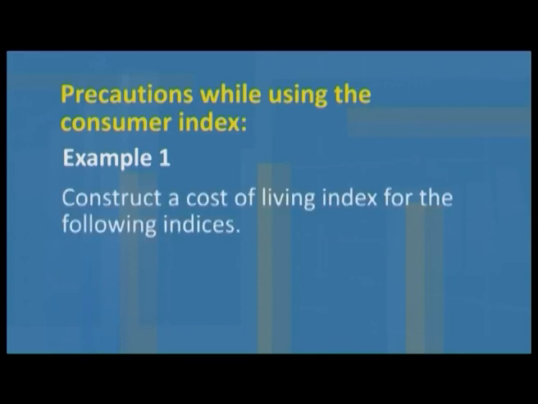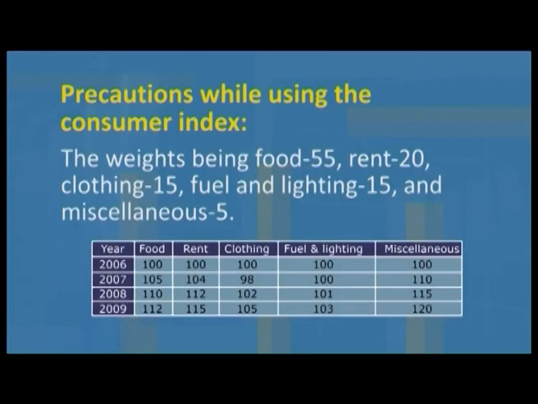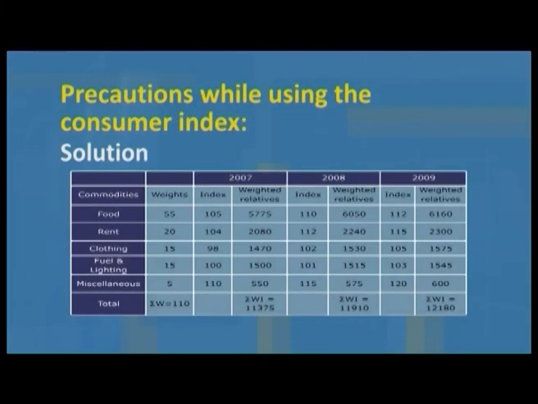Example 1. Construct a cost of living index for the following indices, the weights being food 55, rent 20, clothing 15, fuel and lighting 15, and miscellaneous 5. Solution. Let us now discuss the construction of cost of living index numbers. Let us prepare the table. The first column indicates the commodities like food, rent, clothing, fuel and lighting, and miscellaneous. The second column is the weights 55, 20, 15, 15, and 5.